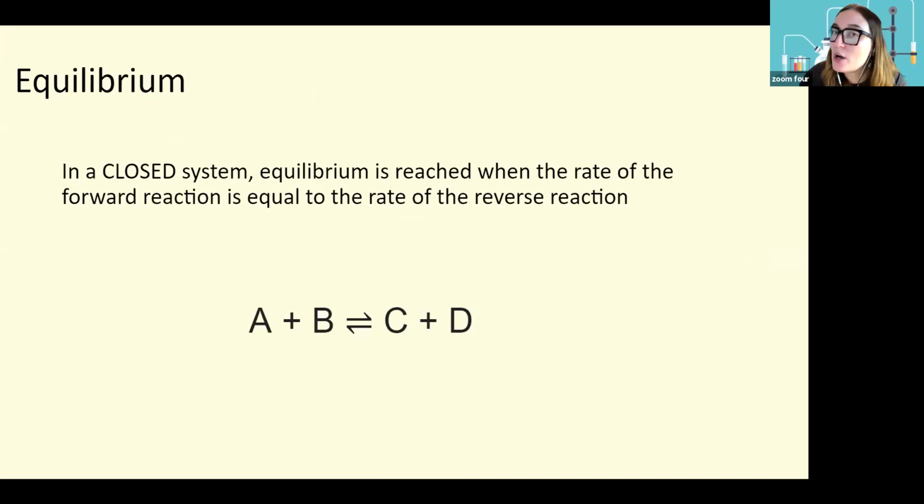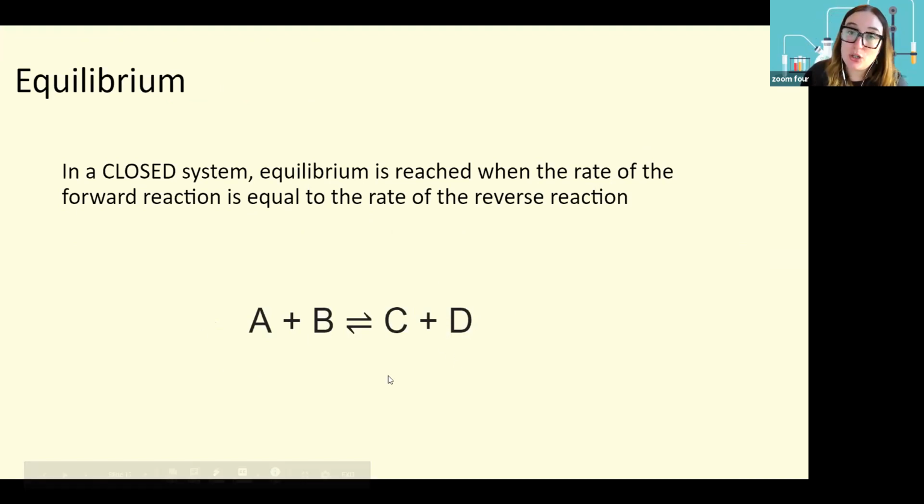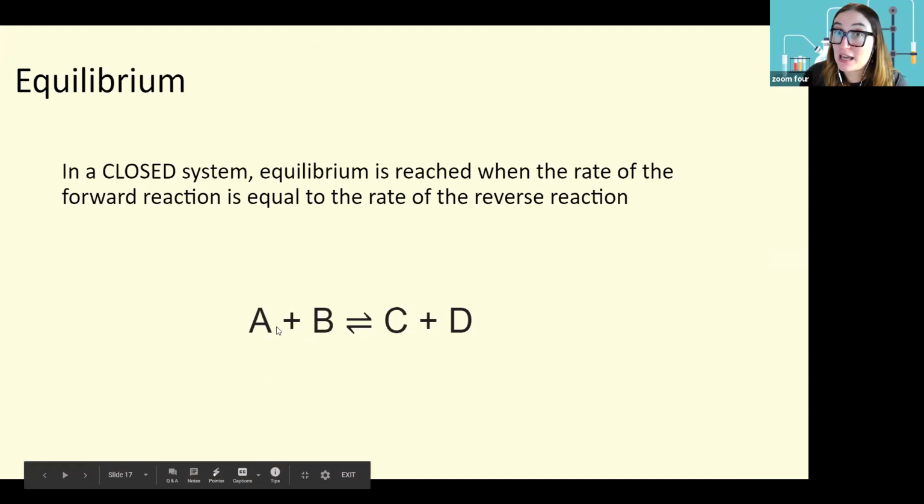Lastly, a keyword definition that we briefly went through, but we're going to go through in a lot more detail after half term, is what equilibrium is. So equilibrium is reached when the rate of the forward reaction, so A and B reacting to make C and D, is equal to the rate of the backward reaction. So C and D reacting together to make A and B.